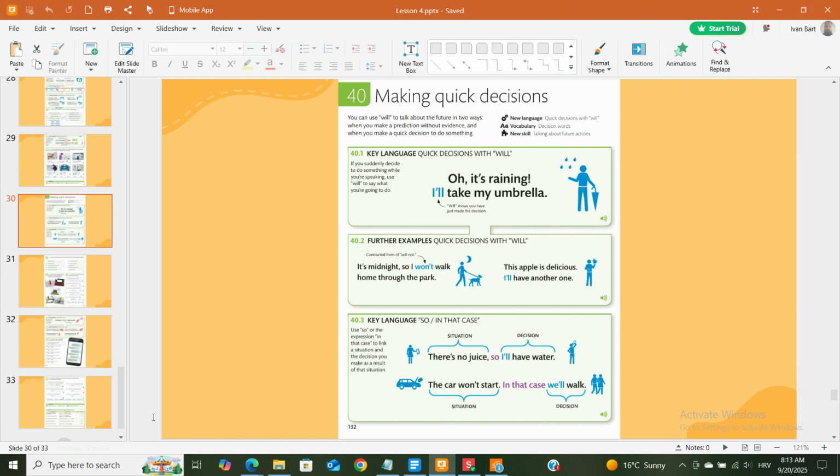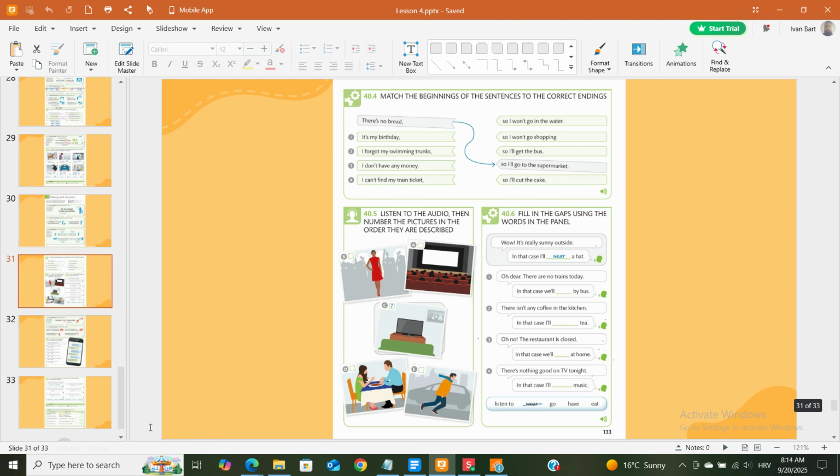40.4 Match the beginnings of the sentences to the correct endings. There's no bread. It's my birthday. I forgot my swimming trunks. I don't have any money. I can't find my train ticket. So I won't go in the water. So I won't go shopping. So I'll get the bus. So I'll go to the supermarket. So I'll cut the cake.